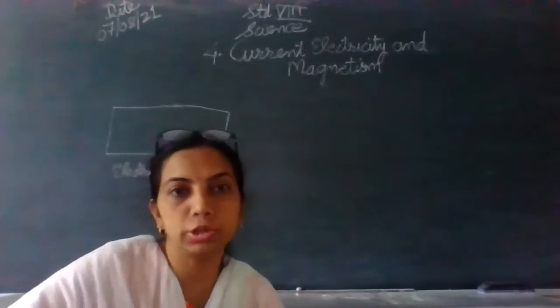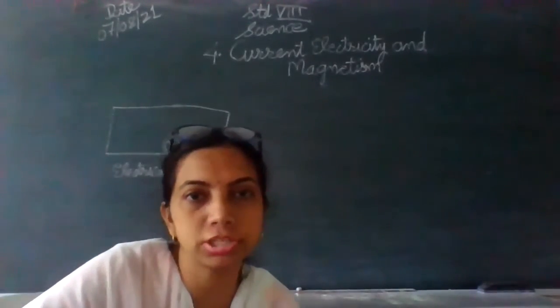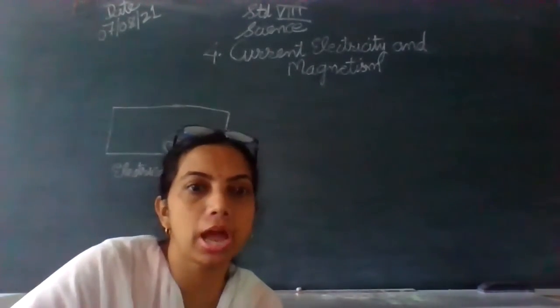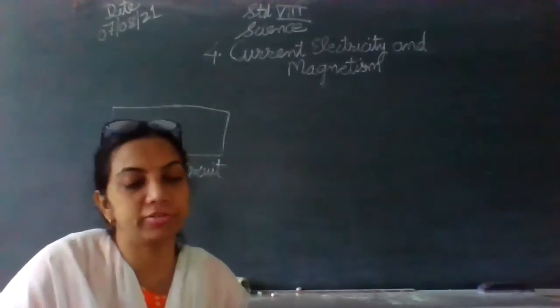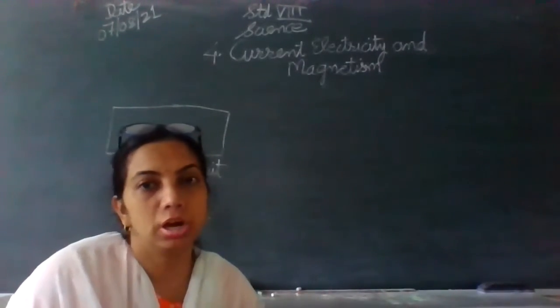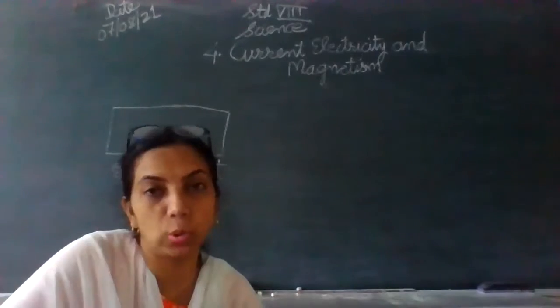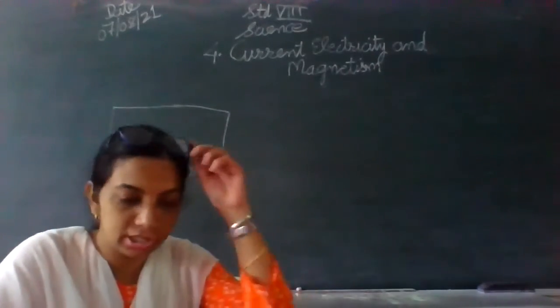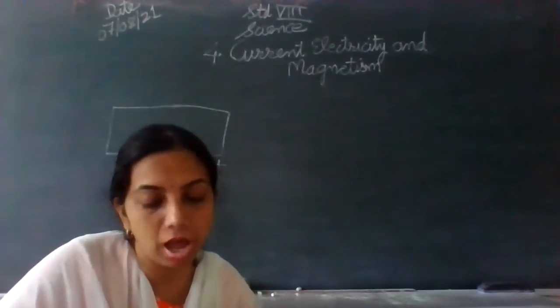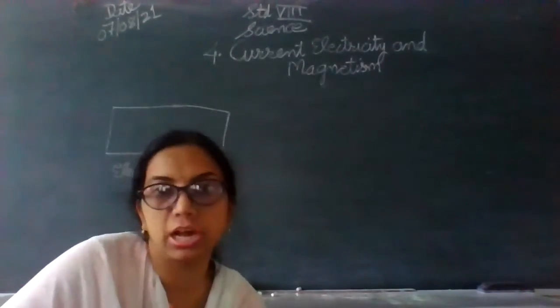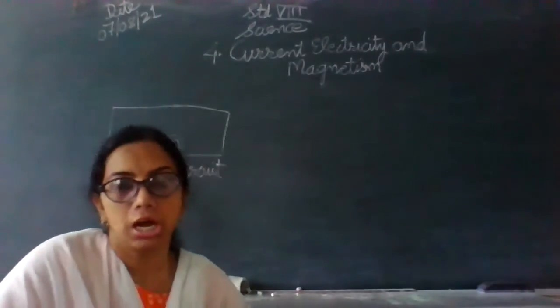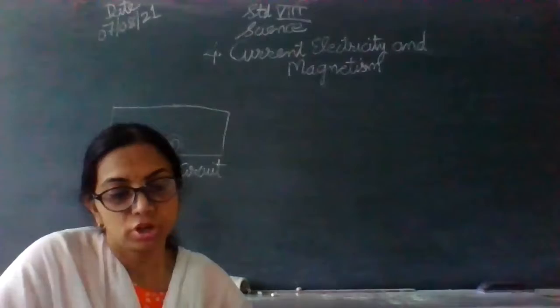Today we are going to start a new chapter, the fourth one, that is current electricity and magnetism. From the name itself we can understand we are going to study something about electricity and current flowing through wires and how all these things are happening. So first of all, we shall discuss what you have learned in the earlier classes.